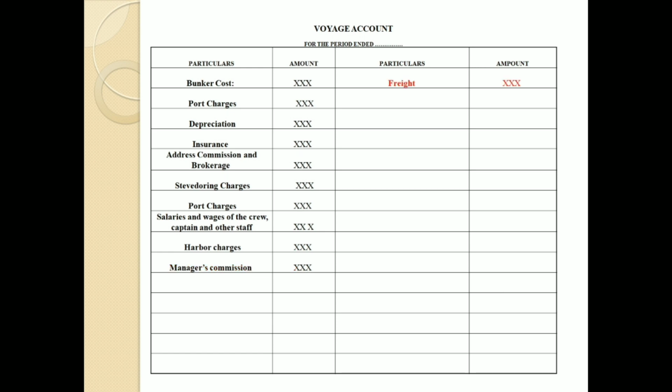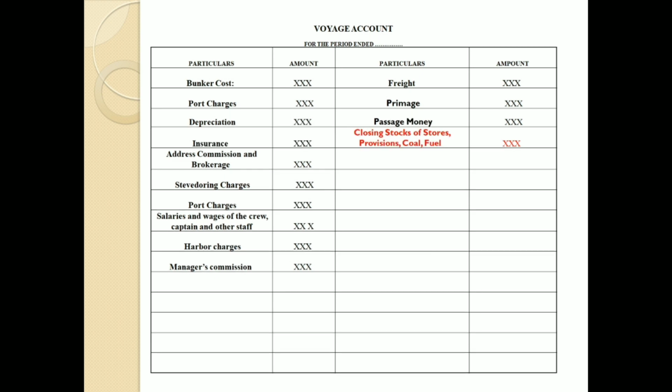I'll show you some of the income part. Freight is one of the income items. As we have discussed, freight is the revenue we get for taking the goods from one place to another. That is on the credit side. Then another one is primage, the additional charge or surcharge they are charging. And passage money. We are paying some amount for additional facilities while transferring the goods, so that is called passage money. And the closing stock of stores, provisions, coal and fuel is also part of the voyage account.